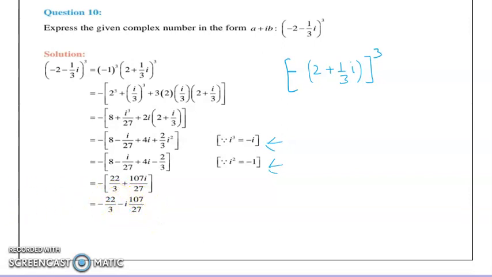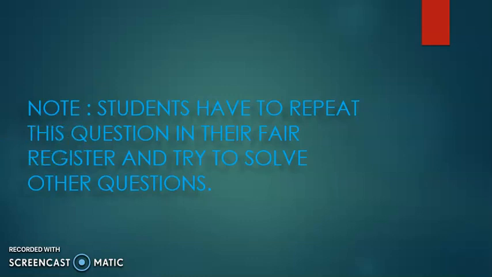Okay, students, nothing difficult, easy questions. Okay, so complete this from your NCERT. So students, you have to repeat these questions in your fair registers and try to solve other questions. Okay, so study well and be good students.